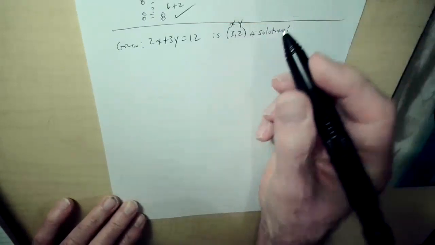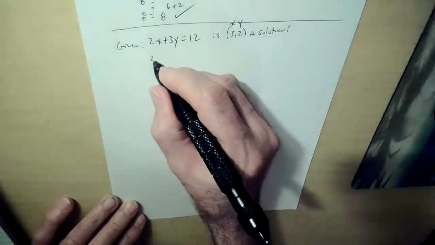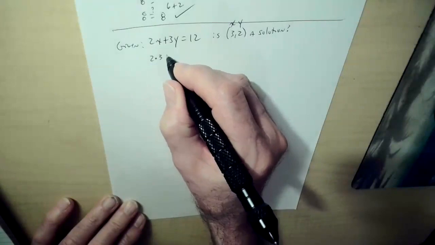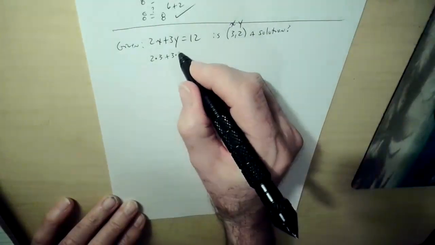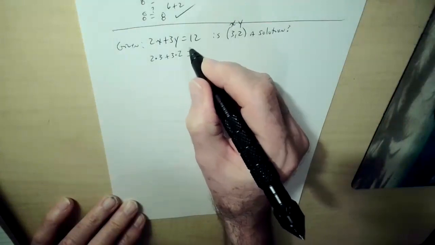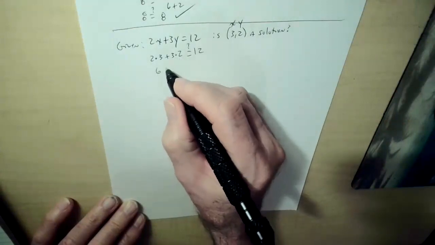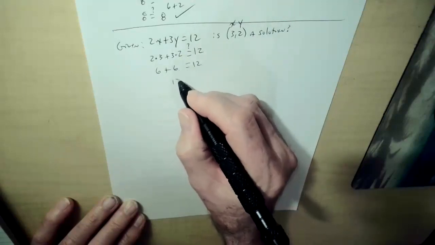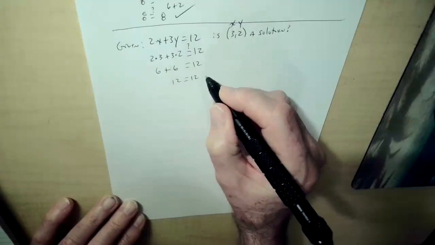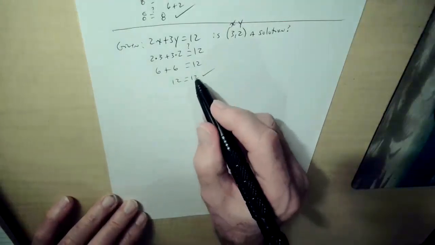Okay. And remember, these are always in the form XY. So plug the X in wherever there's an X. So we have 2 times 3 plus 3 times, and Y is 2. Does that equal 12? So this is 6 plus 6 equals 12. 12 equals 12. Yes.